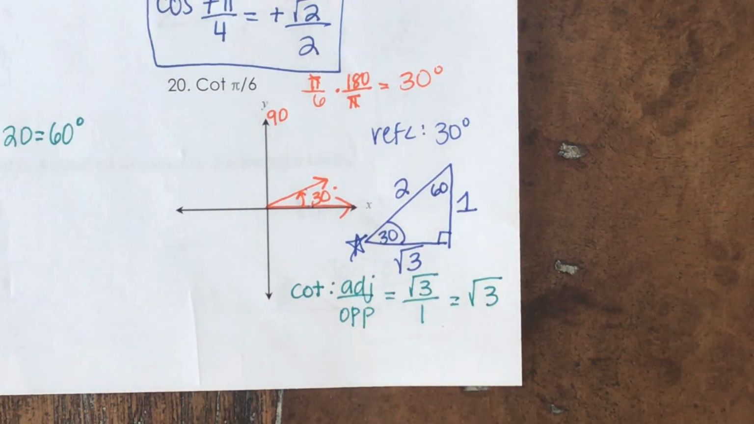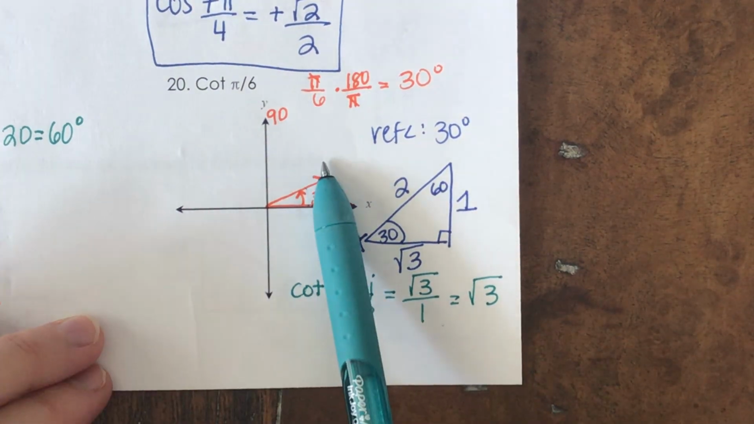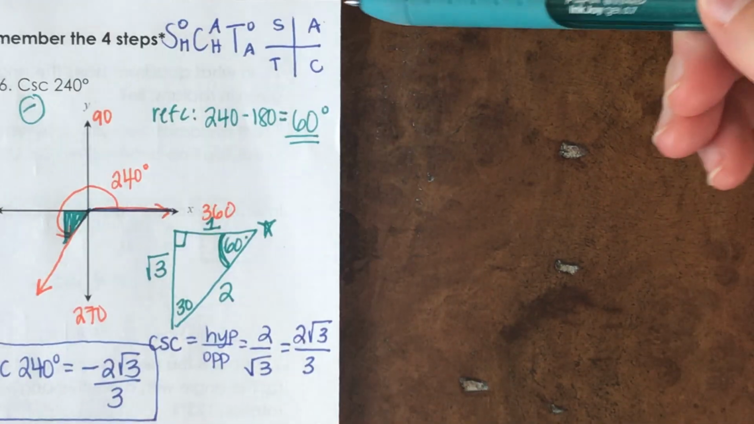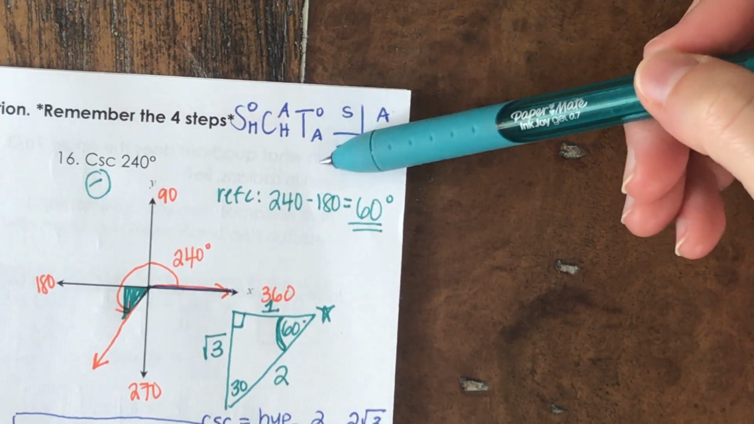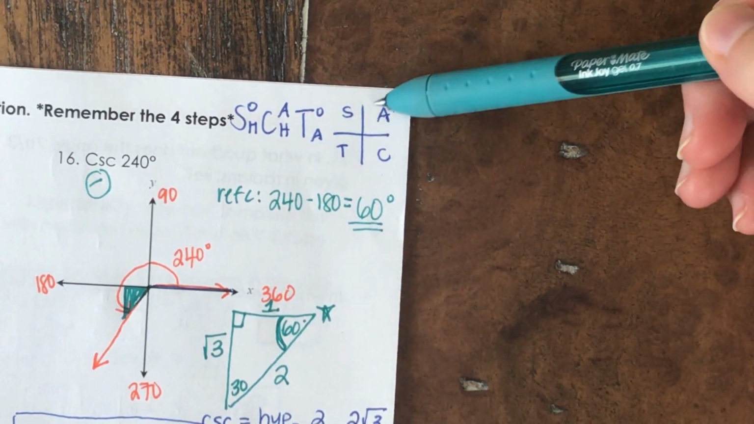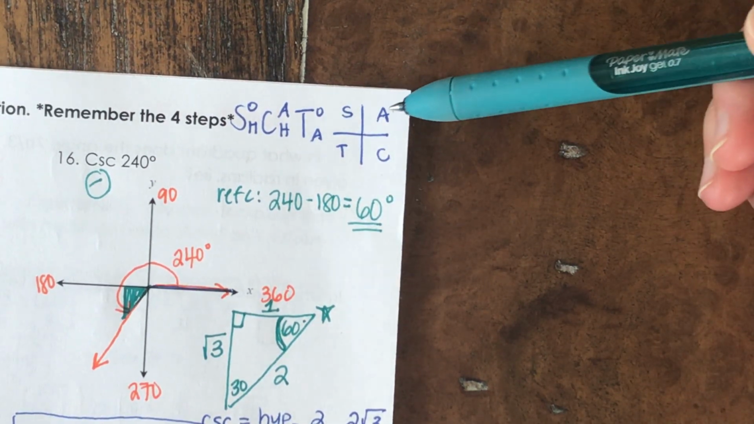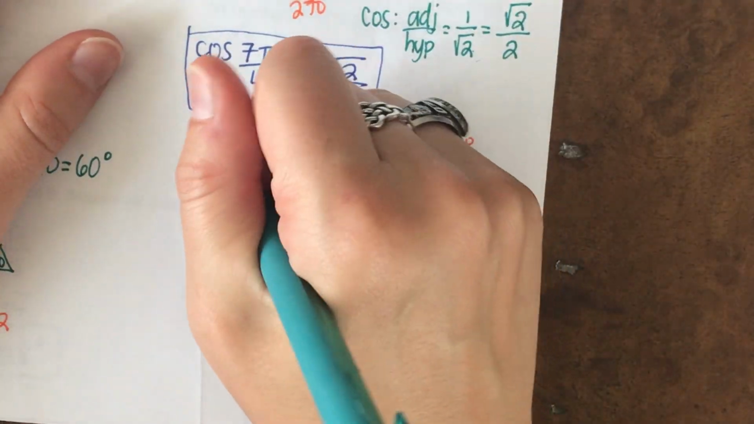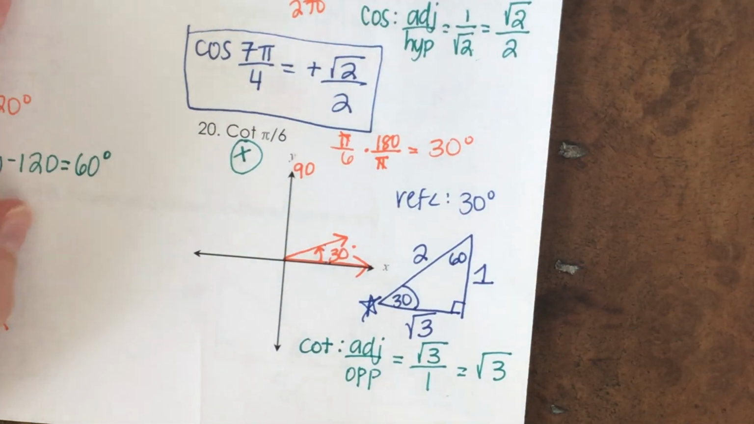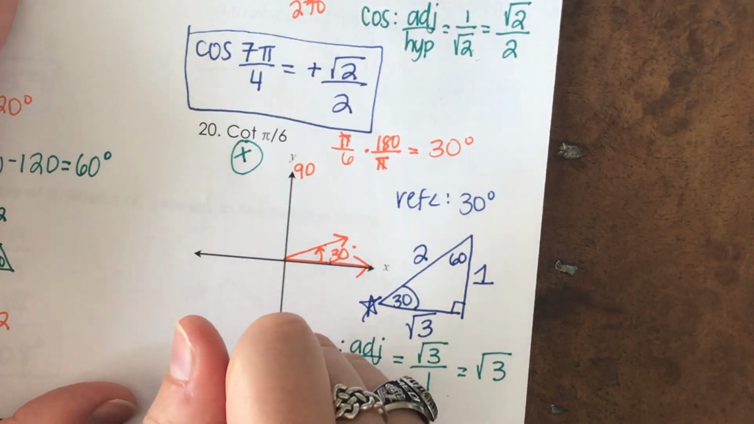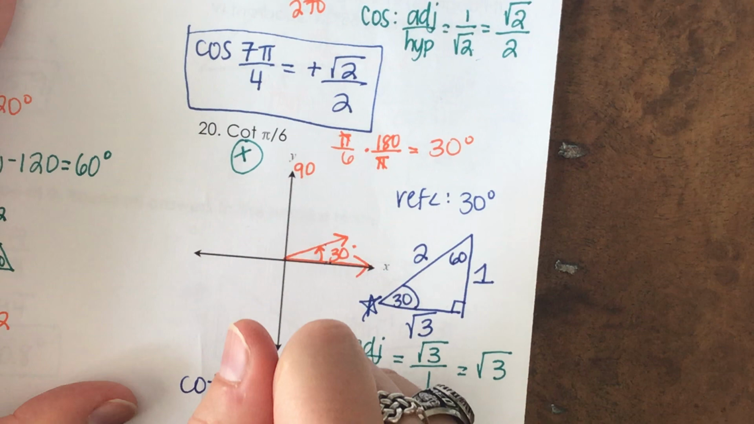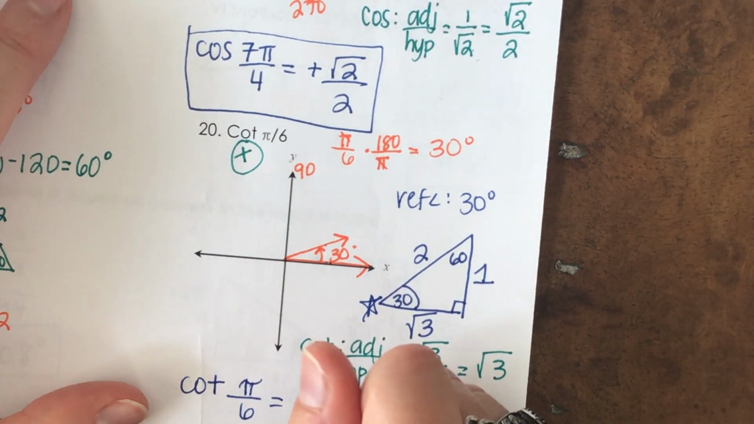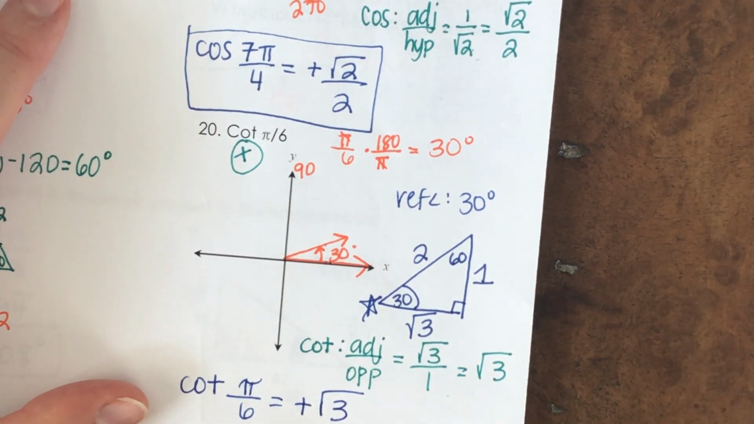Last thing I'm looking at is if it's positive or negative. I'm in the first quadrant, and if I remember my little mnemonic device, all students take calculus. Every single trig function is positive in the first quadrant, so my answer is going to be a positive answer. So my final answer is that the cotangent of pi over 6 is equal to a positive radical 3.